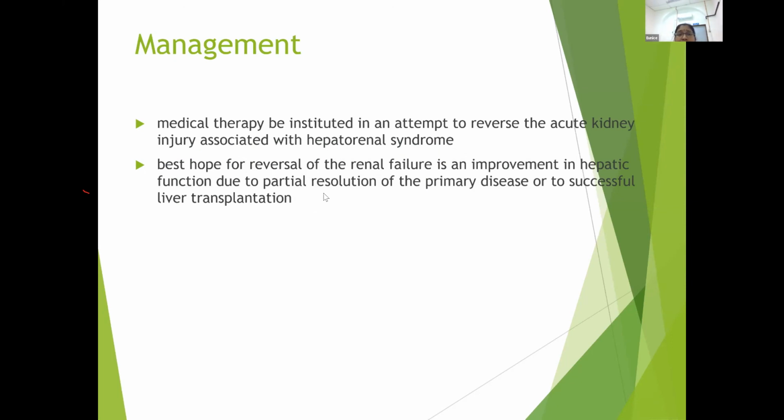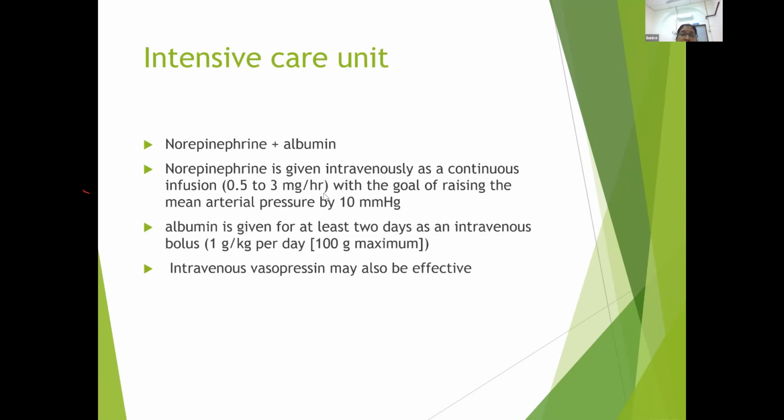So for management, medical therapy should be instituted in an attempt to reverse the acute kidney injury associated with hepatorenal syndrome. The best hope for reversal of the renal failure is an improvement in the hepatic function due to partial resolution of the primary disease or to successful liver transplantation. If a transplantation service is available, then we can refer for liver transplantation. Ill patients require ICU care, and often they need inotropic norepinephrine support as well as albumin infusion.